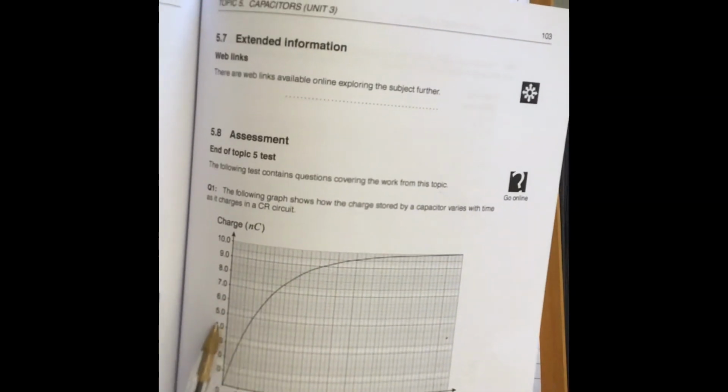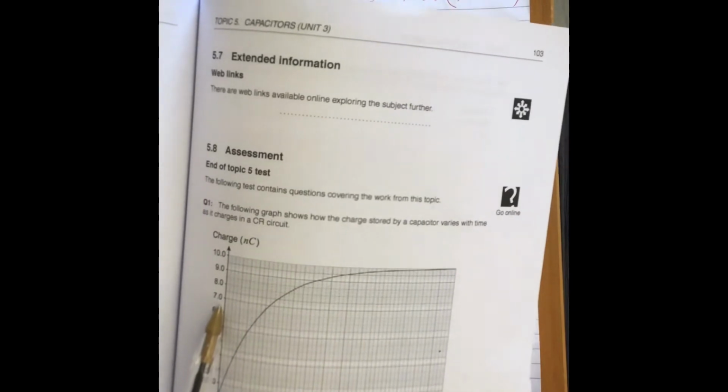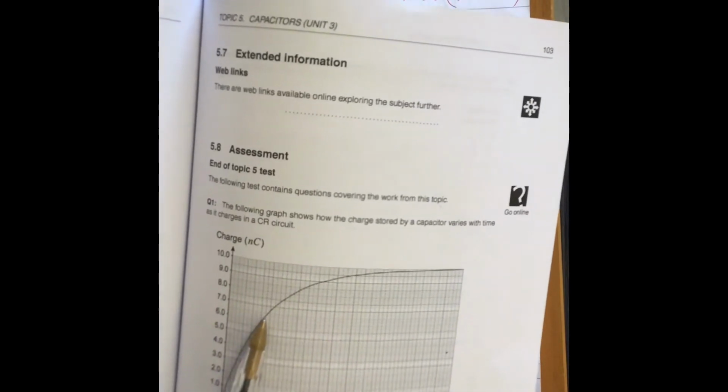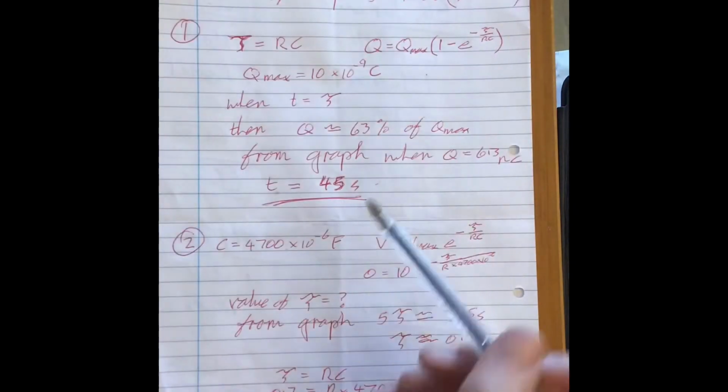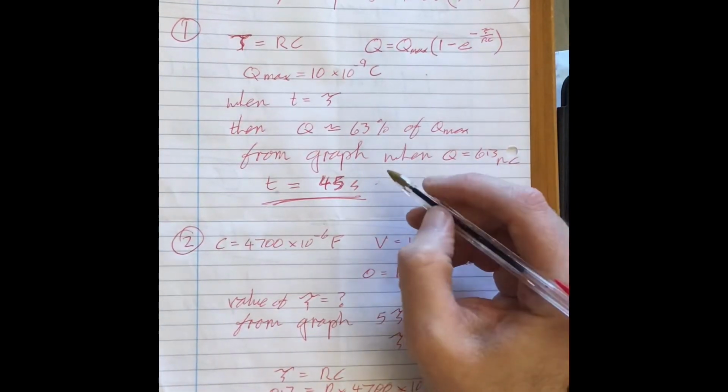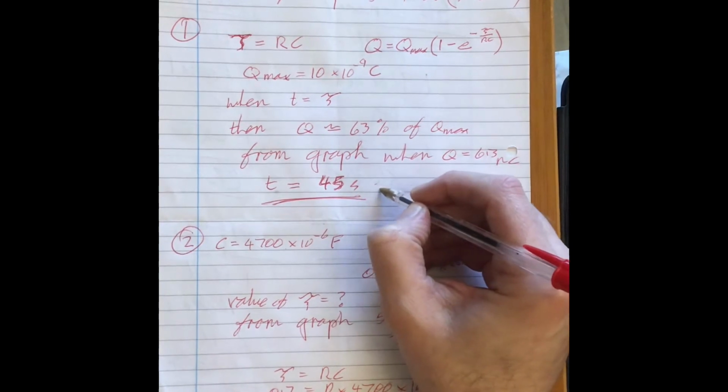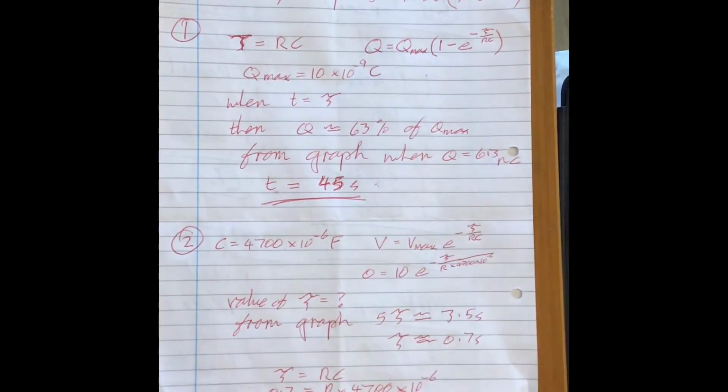One time constant's worth of charging should take us to about 6.3 nanocoulombs. So go over to the graph, down to the time axis, and that should give you a time of about 45 seconds. So the time constant is 45 seconds.